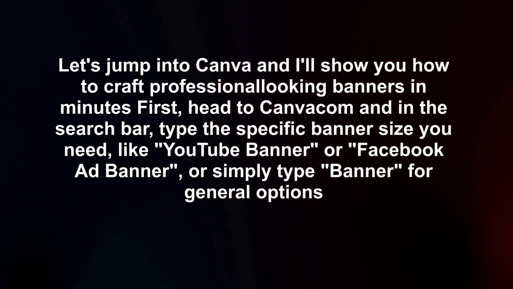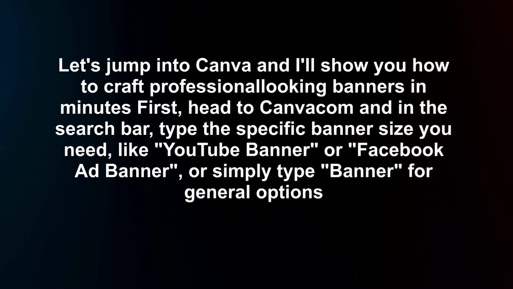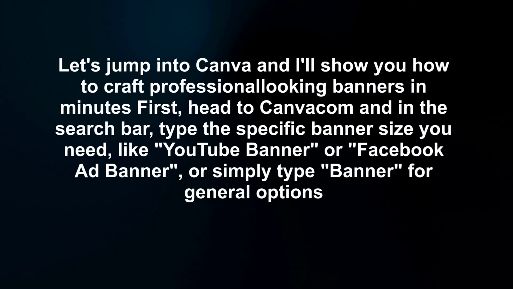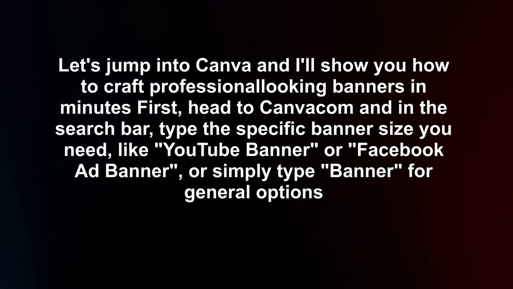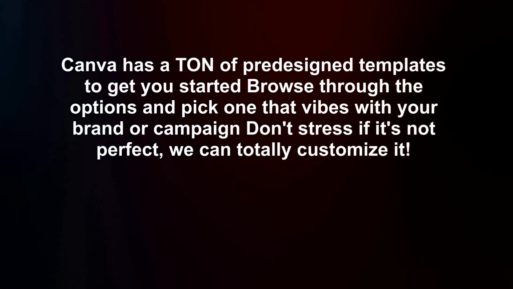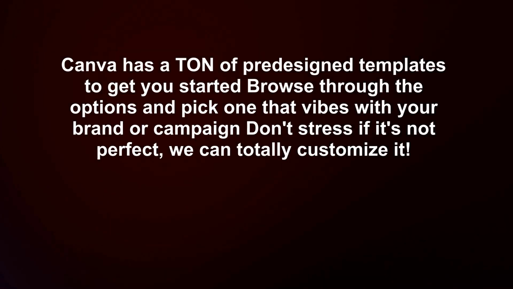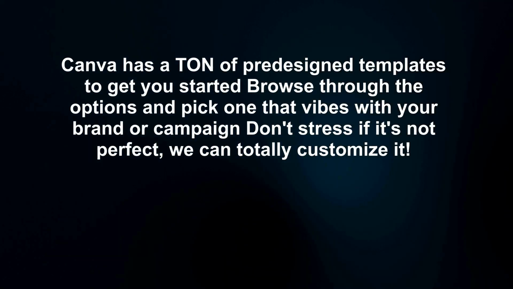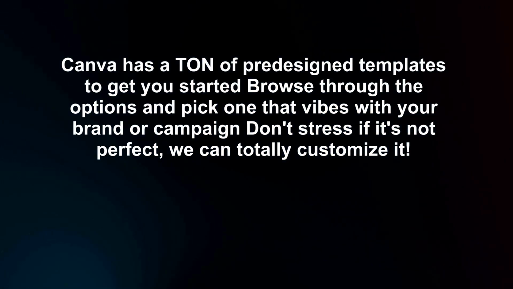First, head to Canva.com and in the search bar, type the specific banner size you need, like YouTube banner or Facebook ad banner, or simply type banner for general options. Canva has a ton of pre-designed templates to get you started. Browse through the options and pick one that vibes with your brand or campaign. Don't stress if it's not perfect. We can totally customize it.